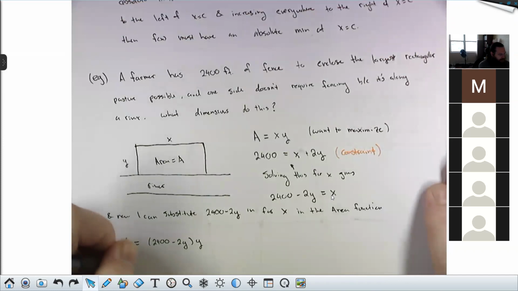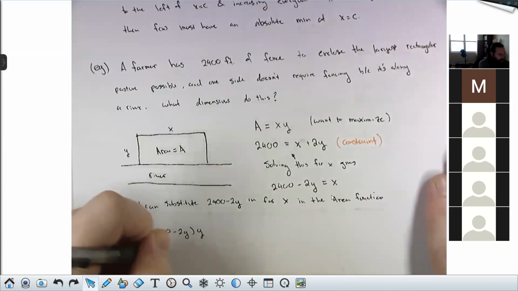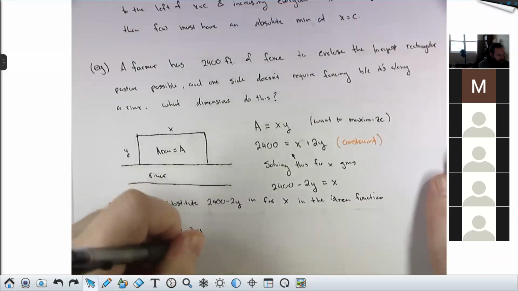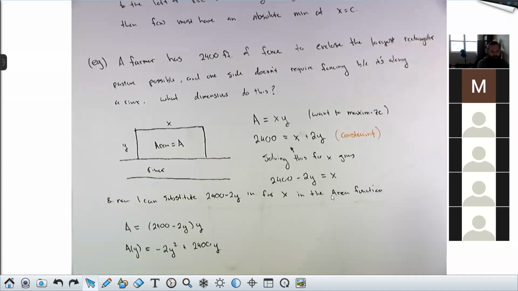I think it's worth multiplying this out. I would write it as A of y to emphasize that it is now a function of a single variable y. So this is function notation. And this would be negative 2y squared plus 2400 times y. This is the function that I need to now find the absolute max of.